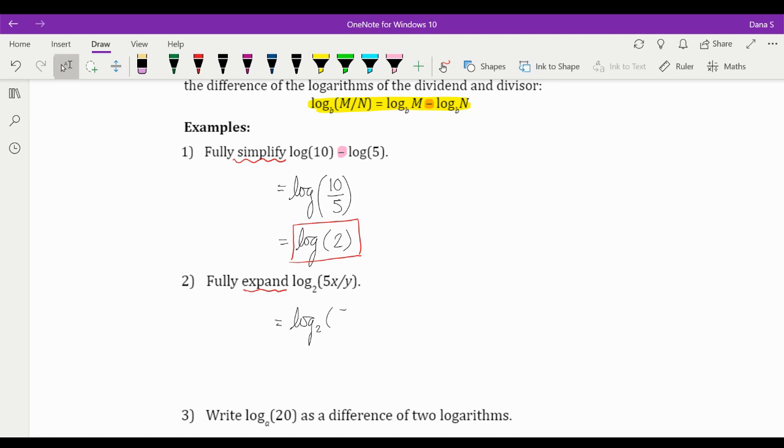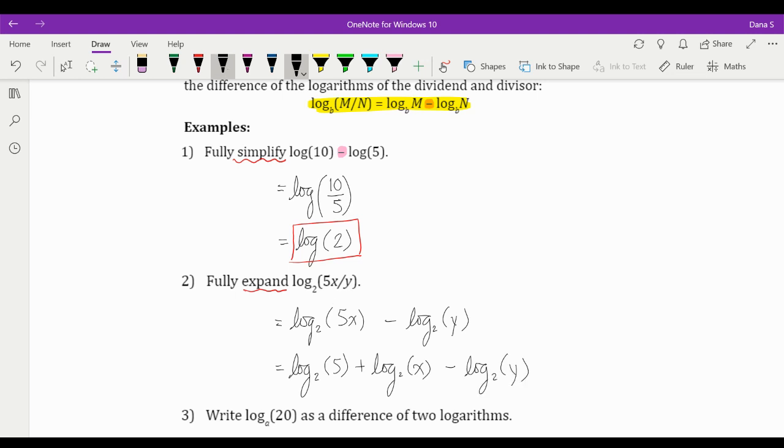We'd have log base 2 of 5x minus log base 2 of y. We can now further expand log base 2 of 5x because technically that is a product. So that can be written as a sum of logarithms. Log base 2 of 5 plus log base 2 of x. And then we would still have the minus log base 2 of y. This is now fully expanded because each argument is a single value or a single variable.